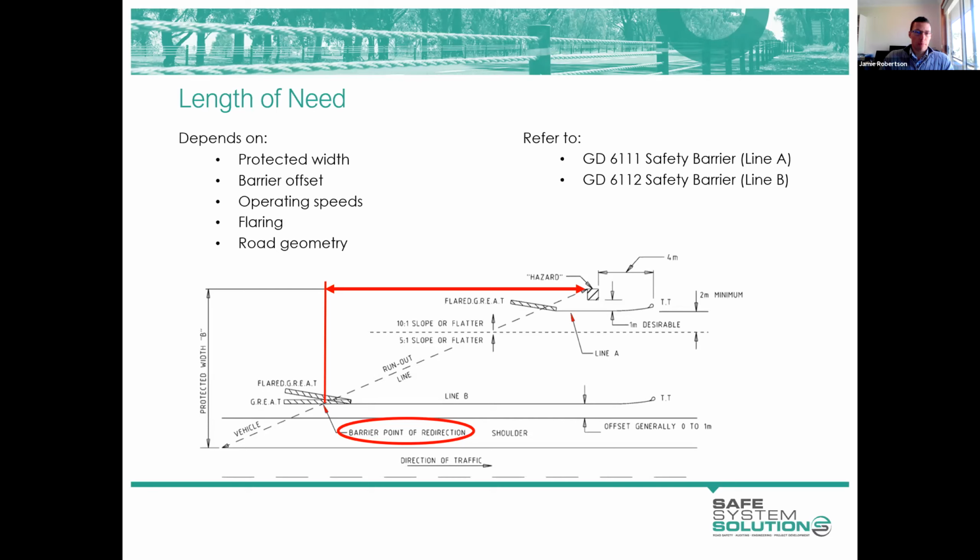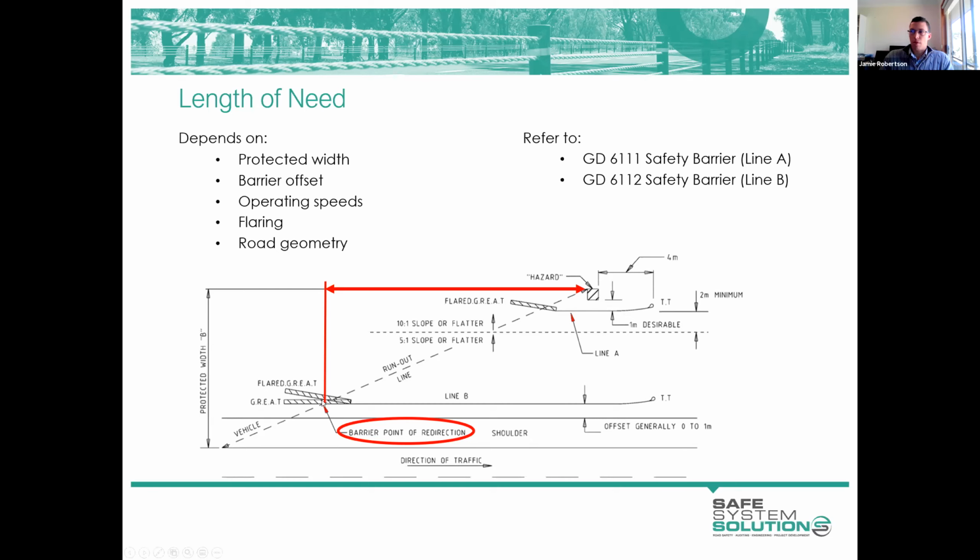So I hope that makes sense. It's not the width to the nearest part of the hazard. It also needs to take into account how wide or big the hazard is, so that the barrier shields every part of that hazard. So your protected width feeds into your length of need determination. How close to the road your barrier is also affects your length of need.